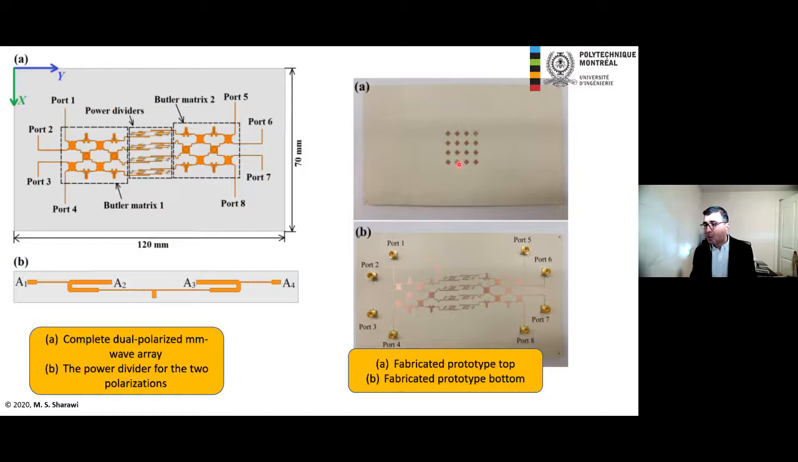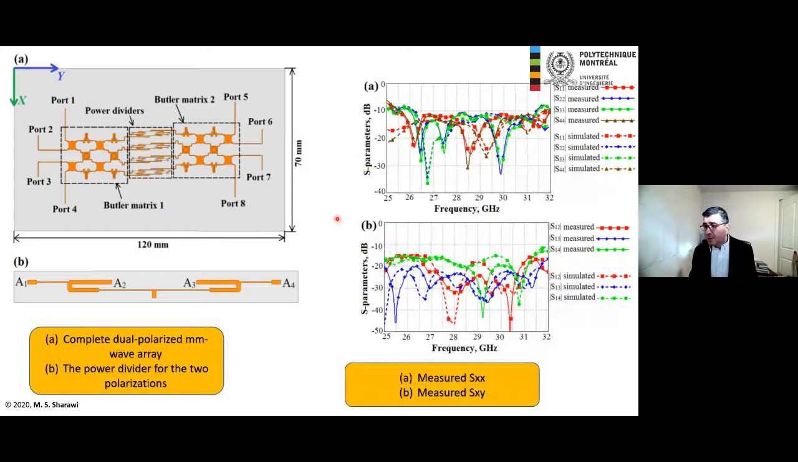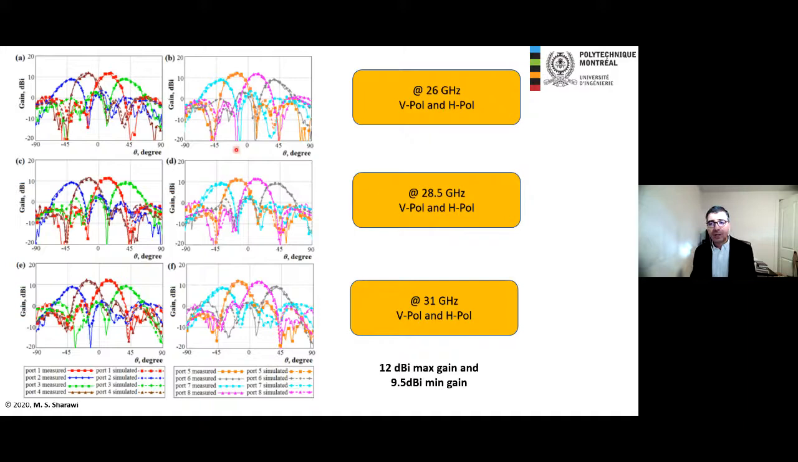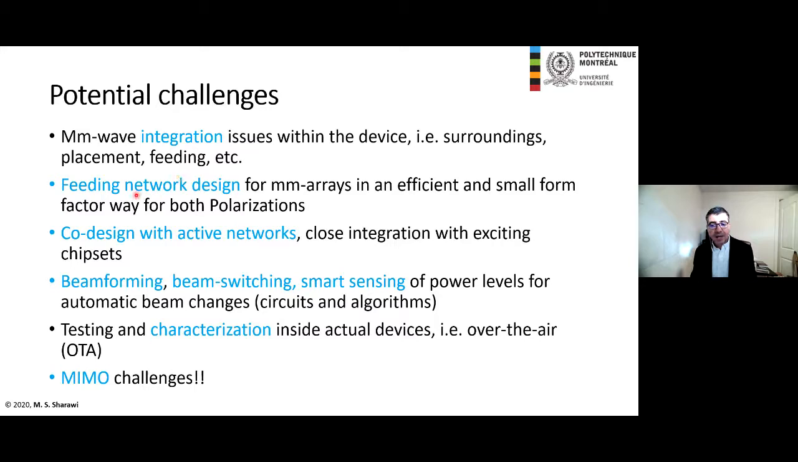The results were very good, very wide band, and the beams were behaving very well at different frequencies. As you can see here, the different beams are switchable in the proper directions as we anticipate. Of course, potential challenges, again, are the feeding network design and the co-design with active networks, which are very green spaces for these kinds of designs, as well as the typical MIMO challenges with characterization and beamforming.